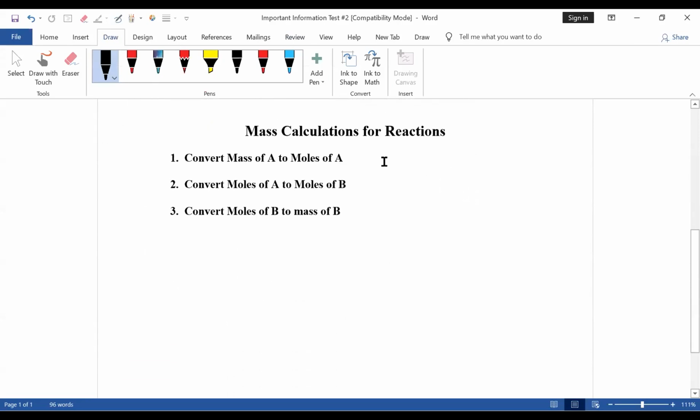On test number 2, I will actually give you this mass calculations. First step, whatever you have in grams, you convert to moles. Second step, moles of whatever you now have, you convert to moles of your answer. And third step, whatever you have moles of now, you convert to grams.